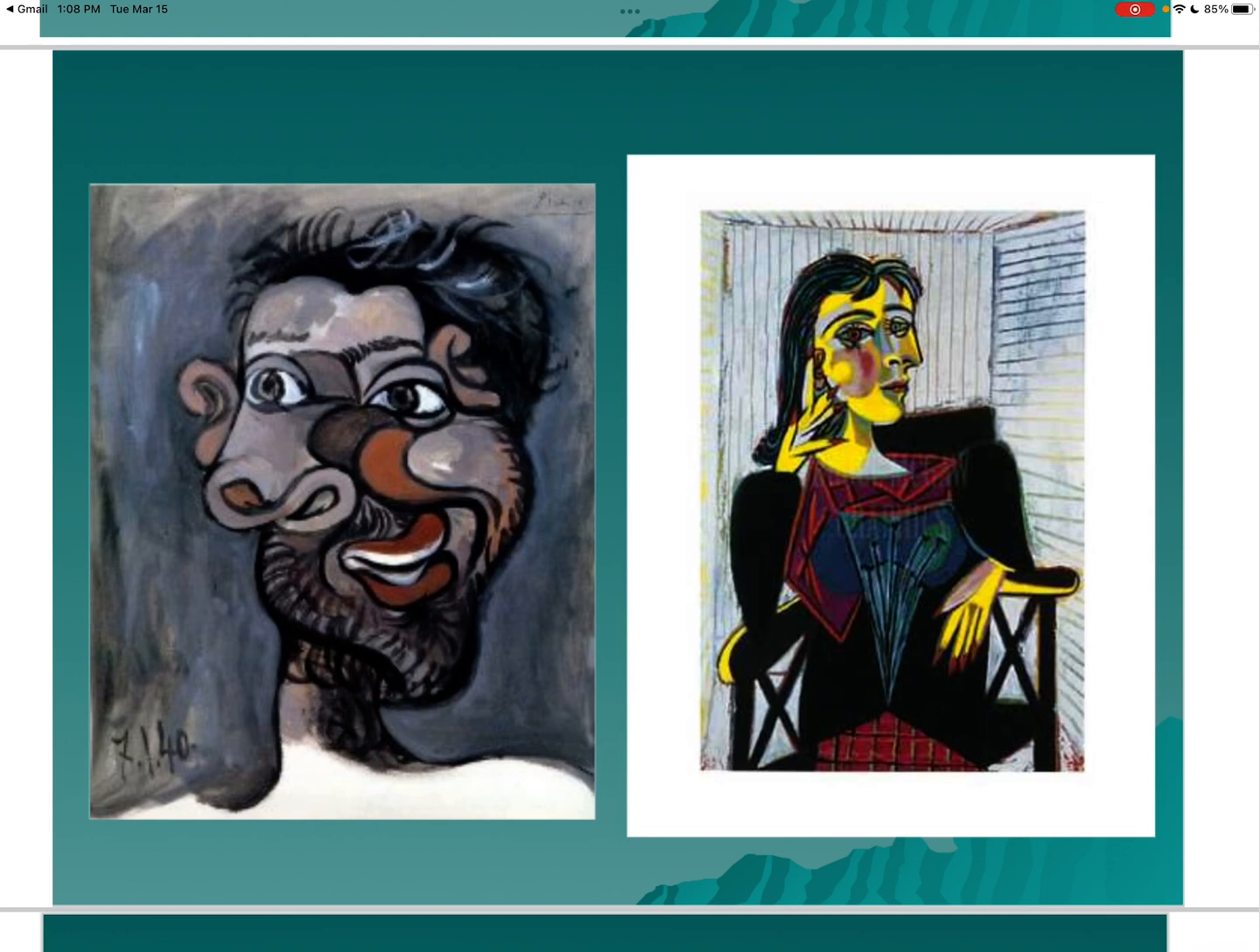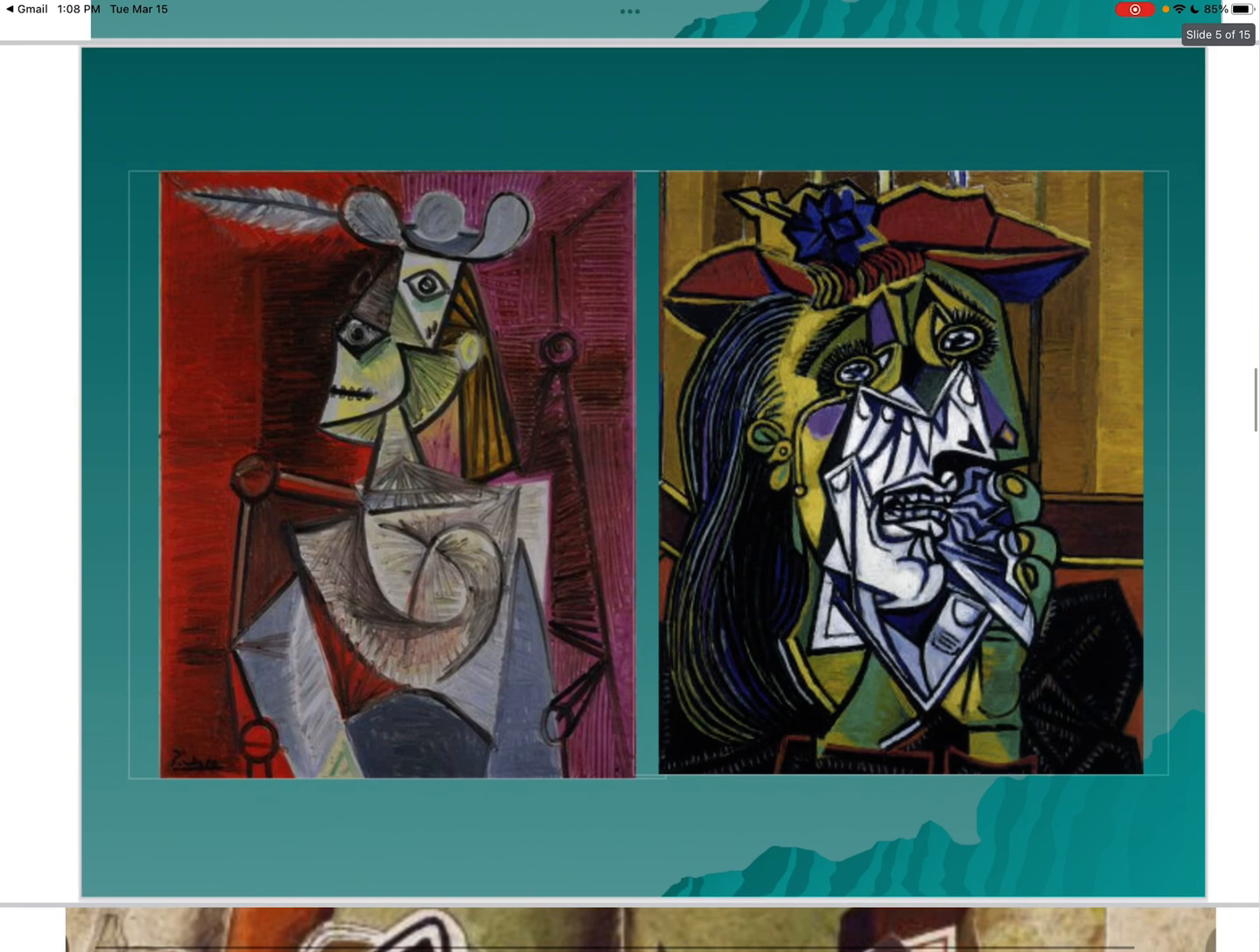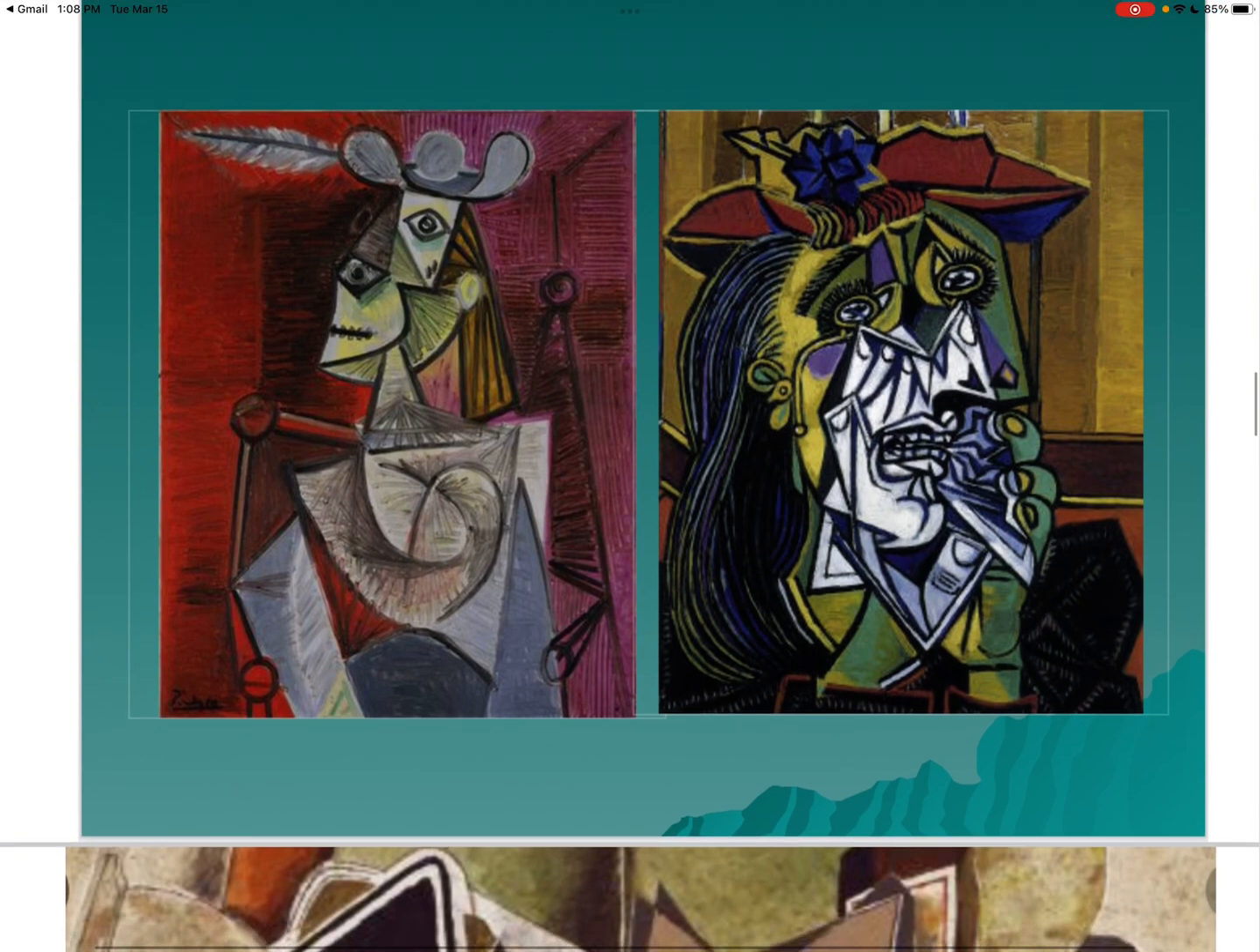You can see these faces are broken up again. You're seeing things from different viewpoints, not necessarily cubes or blocks, but at least in the case of the picture on the right, some geometric shapes, so some really hard lines, sharp kind of angles. And you can see those sharp angles and the hard lines are really prominent in these 2 pieces as well.